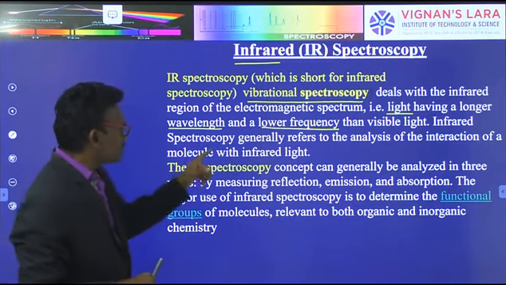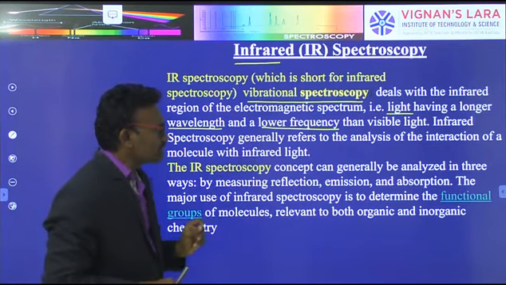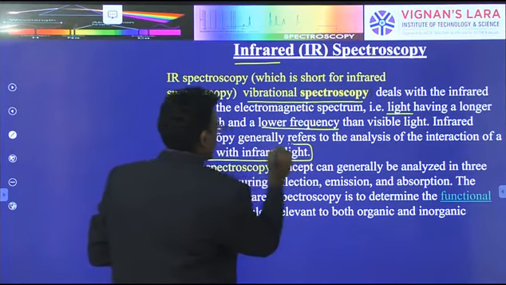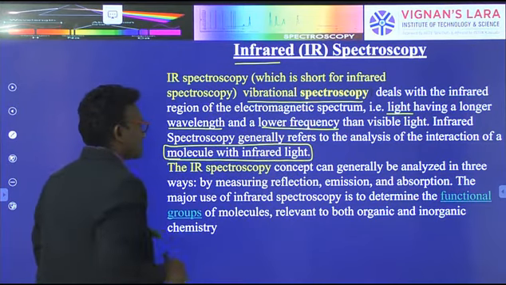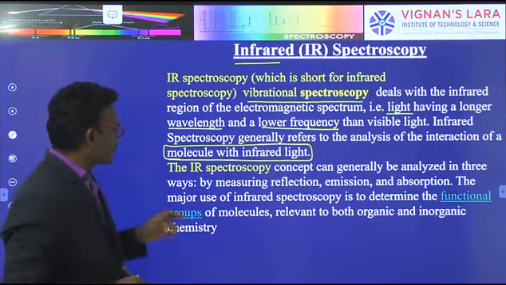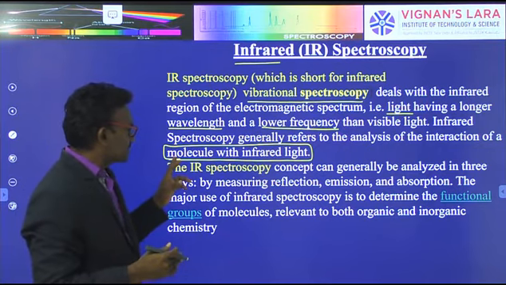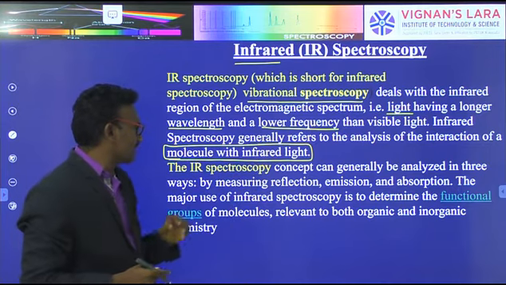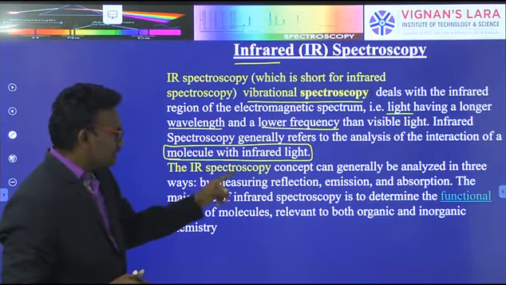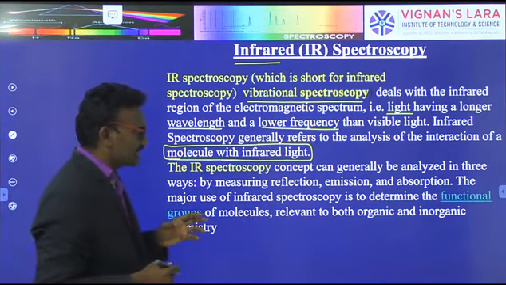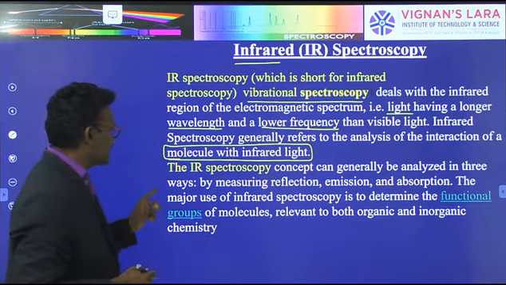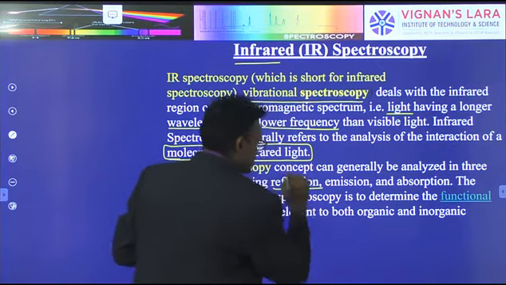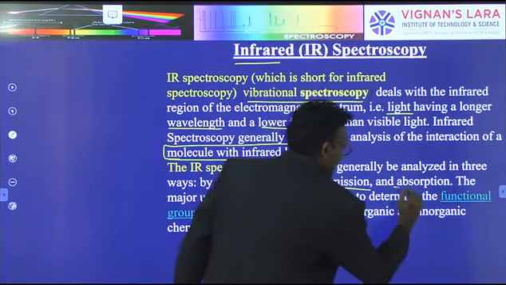So infrared spectroscopy generally refers to the analysis of the interaction of molecules with light. The IR spectroscopy process is the interaction between a molecule and infrared light. The concept can generally be analyzed in three ways: by measuring reflections, emissions and absorptions.